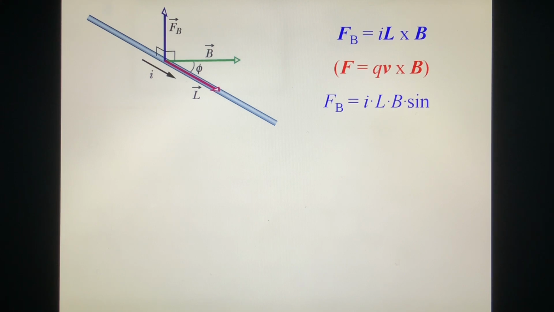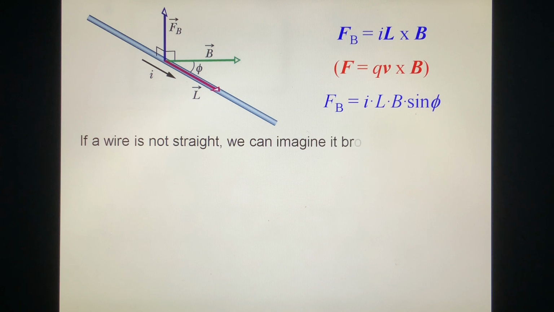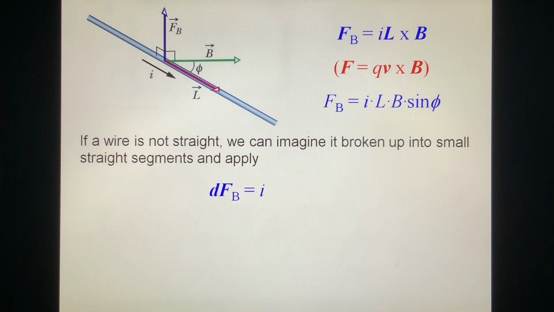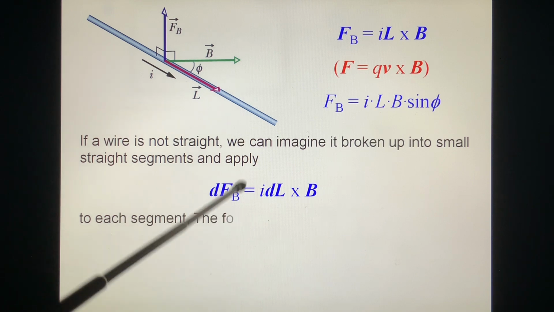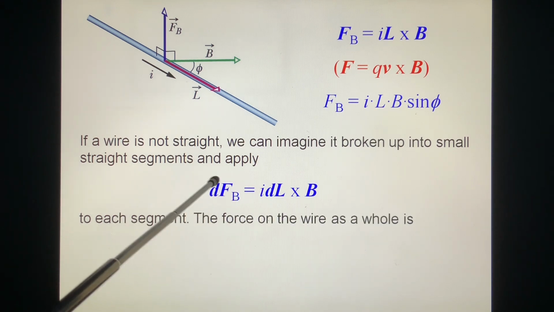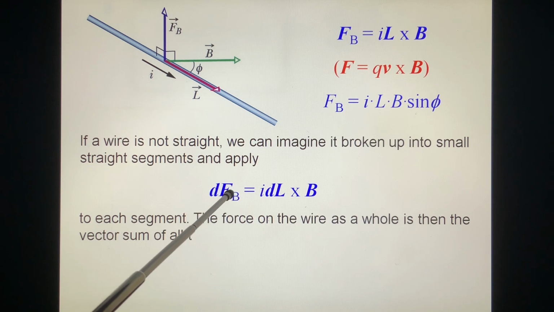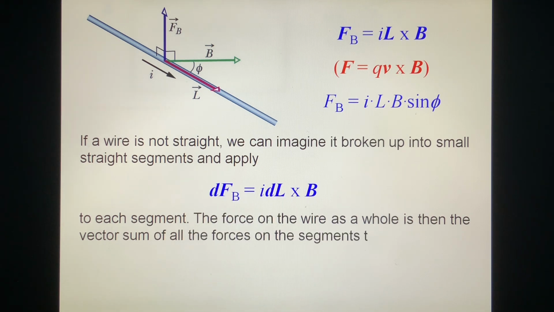Rewrite it, okay? The phi B is the angle between them. If a wire is not straight, we can imagine it broken up into small straight segments and apply the force equation for each straight segment: dF_B equals I dL cross B. The force on the wire as a whole is then the vector sum of all the forces on the segments that make it up.